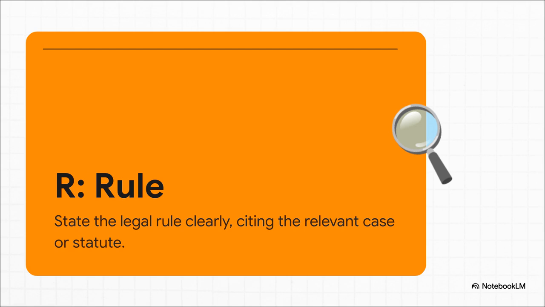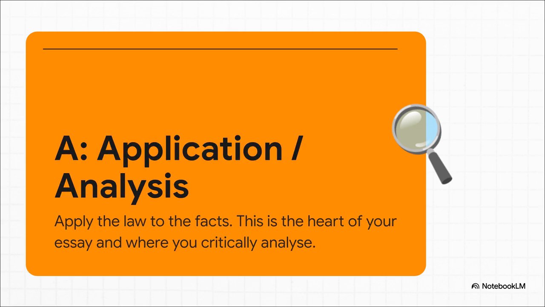Next up is R for rule. So, you've just told us the issue. Now you state the legal rule that applies to it. This is where you pull in that smart research you did. You cite the big case or the key statute that's relevant. For example, the governing principle for duty of care was famously established in Donoghue v. Stevenson. Easy. Now for A, application or analysis.